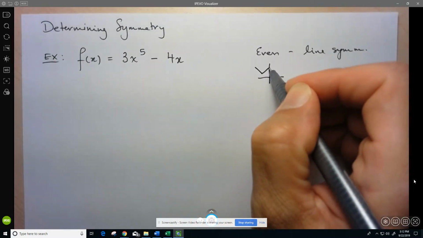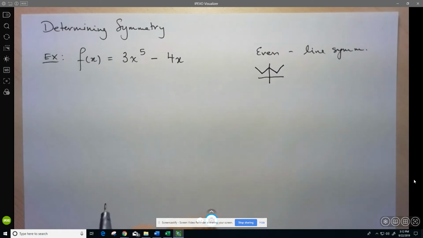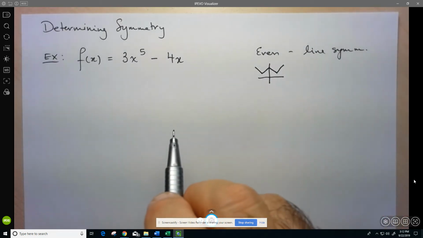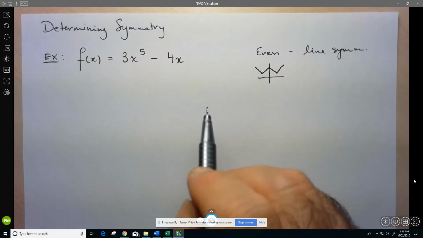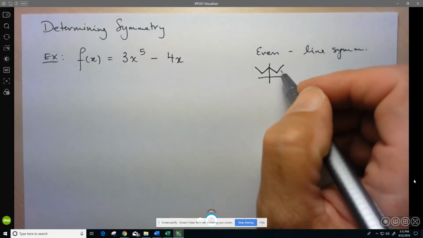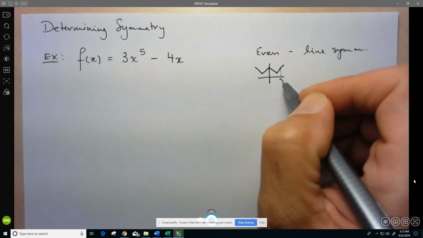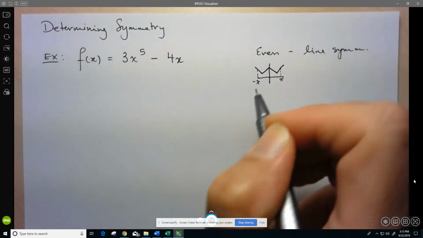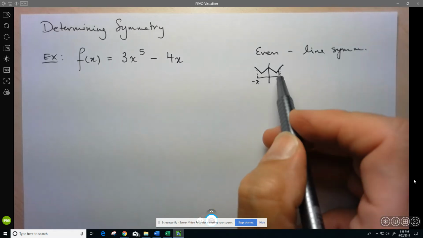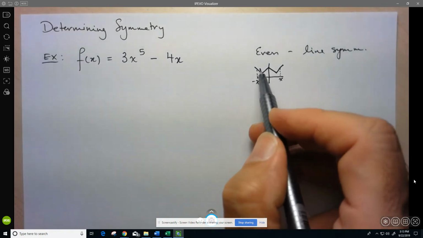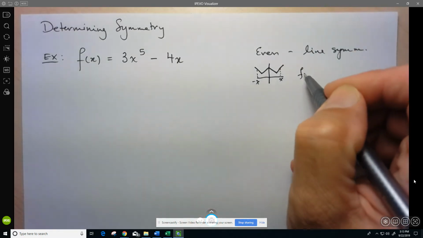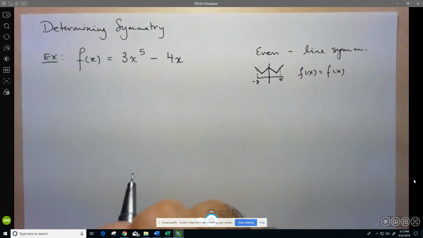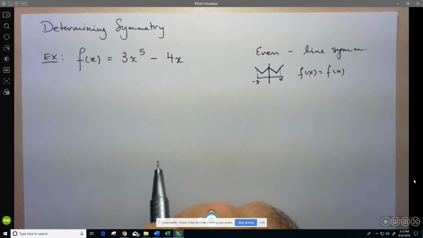A function like this has even symmetry because it's symmetrical about the y-axis. But when we're trying to determine symmetry, we want to do so algebraically. Recall that the idea is if I take any x value and then consider the x value with an opposite sign, they should produce the exact same y value. In other words, f at negative x needs to be equal to f at x. This is what we're going to use to determine that symmetry.